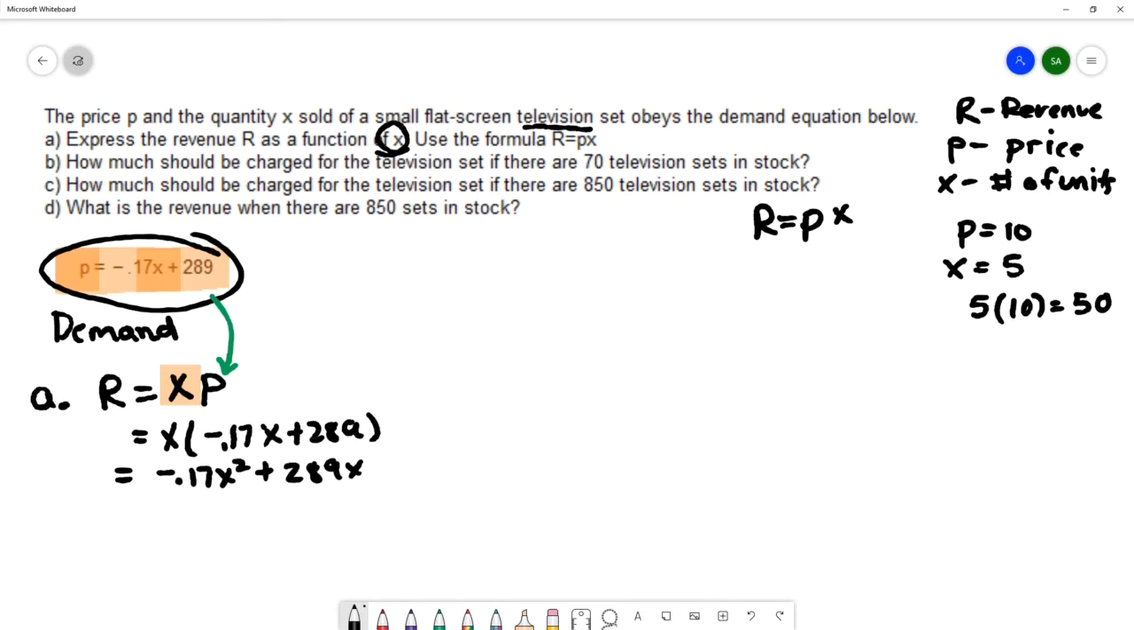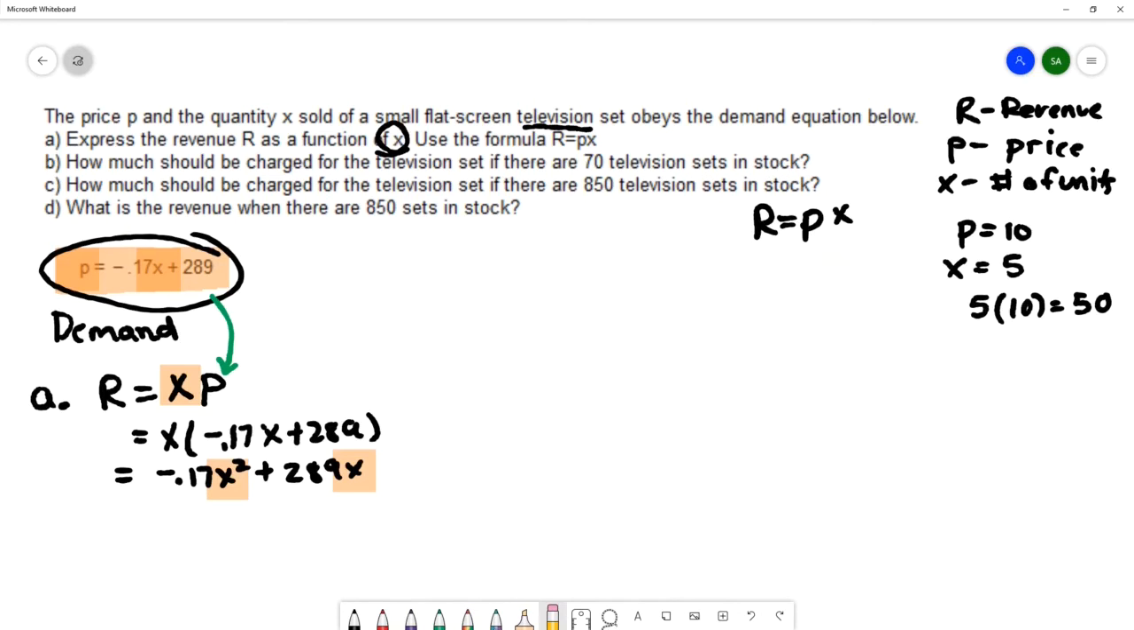So we've now found the revenue function, and it is a function of X. The only variable in this equation is X. So going on to part B, how much should be charged? How much should be charged is the price. How much should be charged for the television set if there are 70 televisions in stock?